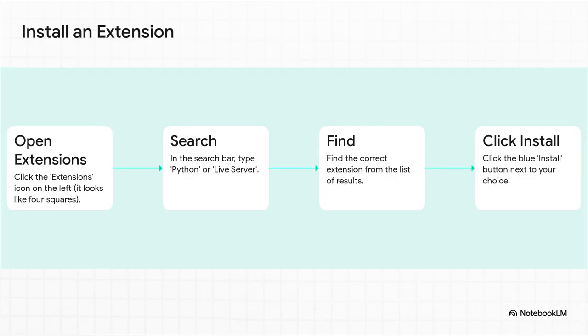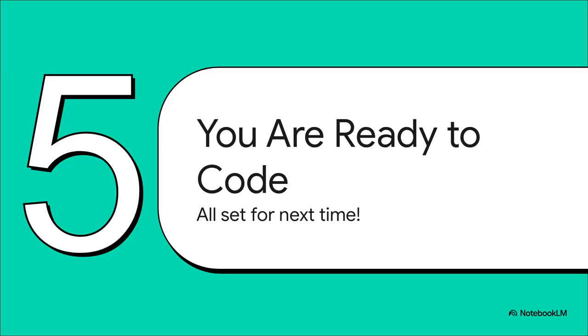So over on the left-hand side, you'll see an icon that looks kind of like 4 squares. Click that. This is the Extensions Marketplace. You can search for pretty much anything here. For example, if you're learning Python, just type Python in the search bar, find the official one from Microsoft, and click that little blue Install button. Bam! Just like that. Your editor is now a Python powerhouse. And with that, you are officially ready to code.